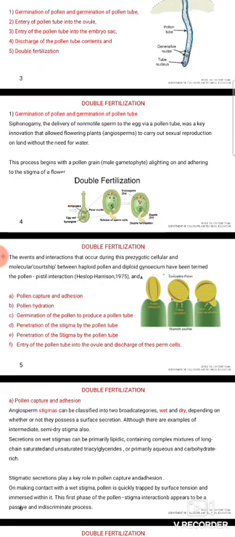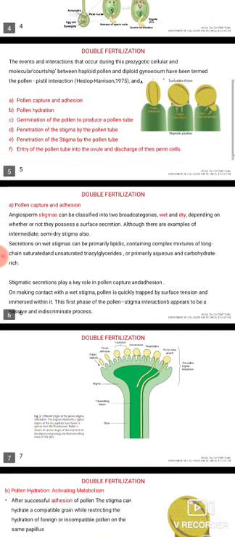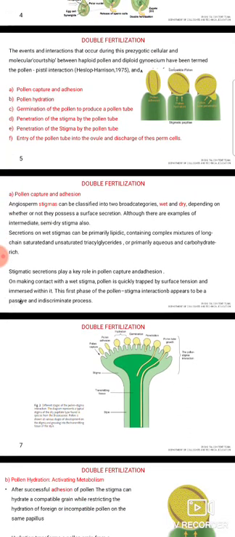The events and interactions that occur during the pre-zygotic cellular and molecular courtship between the haploid pollen and diploid gynoecium have been termed the pollen-pistil interaction. These include pollen capture and adhesion, pollen hydration, germination of pollen to produce a pollen tube, penetration of the stigma by the pollen tube, entry of the pollen tube into the ovule, and discharge of the sperm cells. Coming to the first one, that is pollen capture and adhesion.